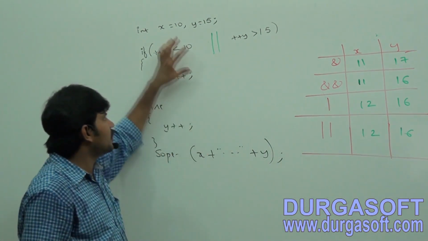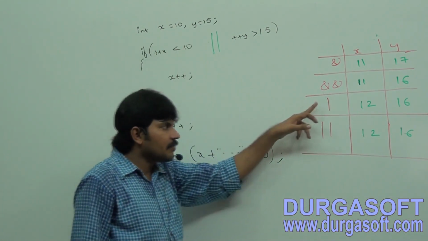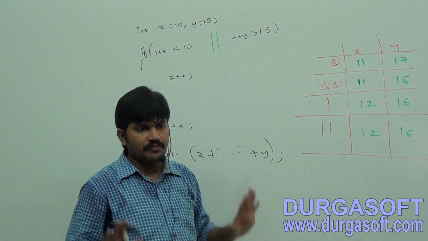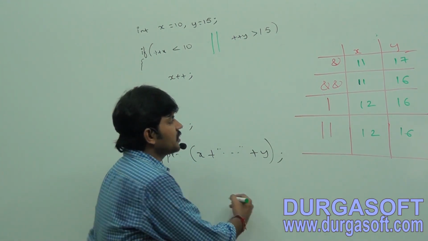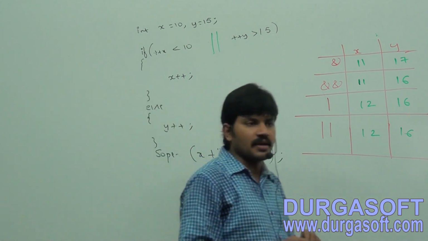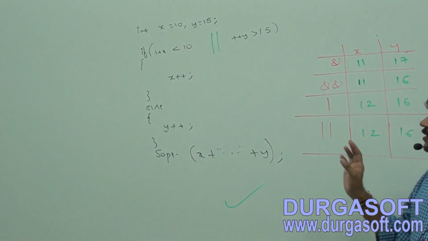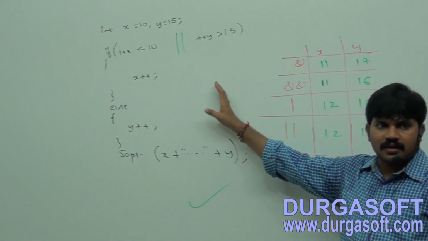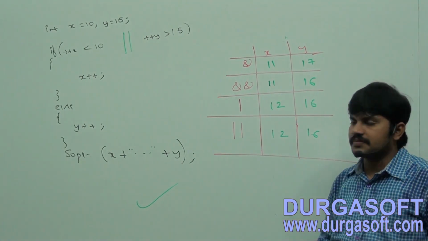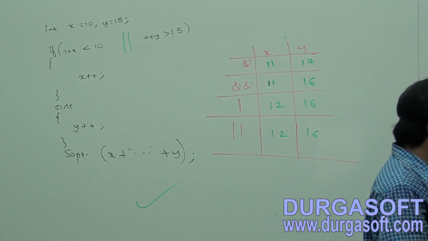Because the first argument is false. That's why with normal OR and double OR there is no difference at all. Are you getting? There may be a chance to ask this type of question in the exam. You should be aware of the AND operator or double AND operator, OR or double OR. Take this example clearly.